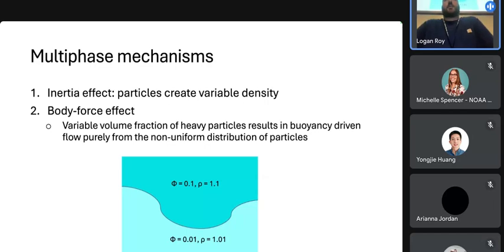And a consequence of that is our next effect, the body force effect. Here you can see an example of a buoyancy-driven flow that comes about from a non-uniform distribution of particles. So you can end up with a situation where you have higher volume fraction above a lower volume fraction region, and you get buoyancy-driven flow simply from the existence or inclusion of particles in the multi-phase setting.